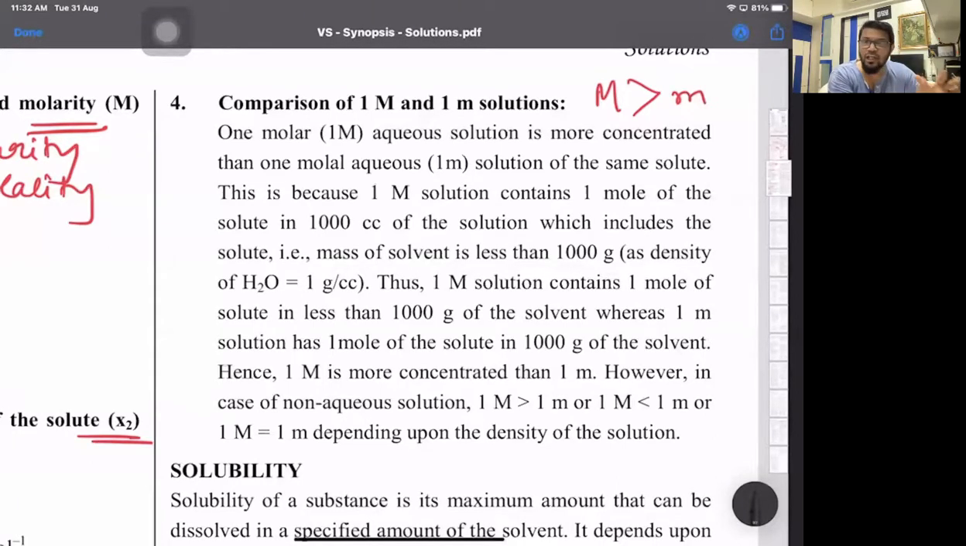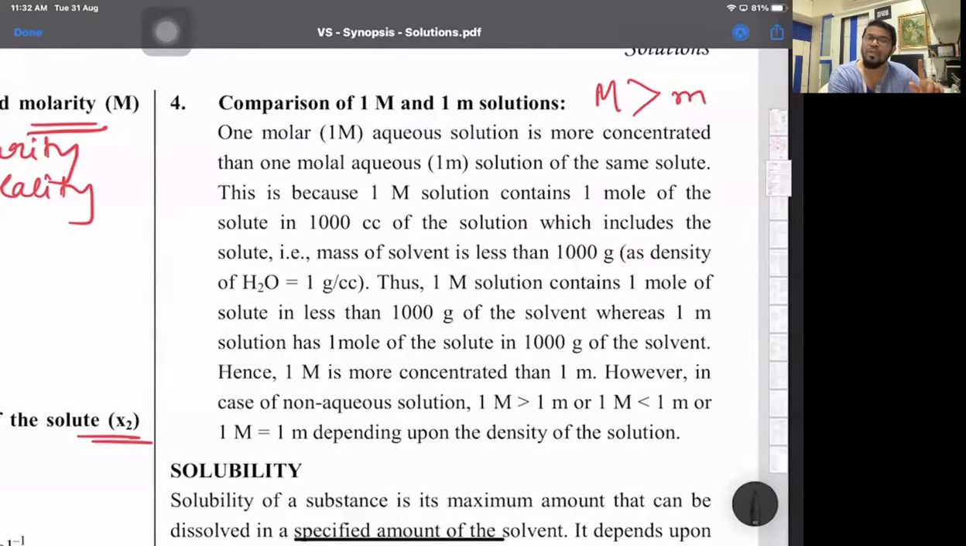Now when I say 1 liter of a solution, it is solute plus solvent. So 36.5 grams will occupy a certain volume and the remaining is the solvent. So suppose I say aqueous solution, 1 molar HCl solution, aqueous. So 36.5 grams of HCl and water, so that the total volume of the solute plus solvent is 1 liter.